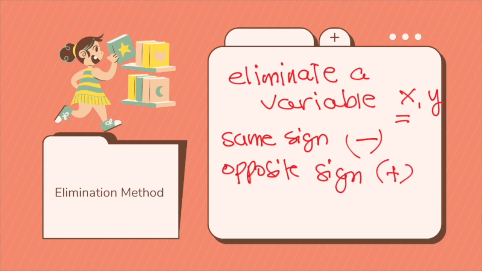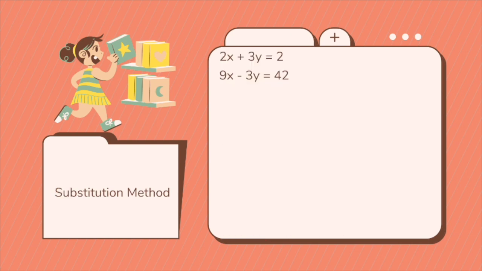Why is that so? Let's say 5 and 5. Since that's the same sign, you subtract. 5 minus 5 is 0. That means we have eliminated 5. And if they have opposite signs, 5 and negative 5, we have to add so that we eliminate it and have it as 0. Let's take a few examples.